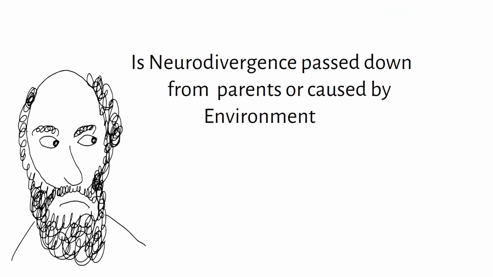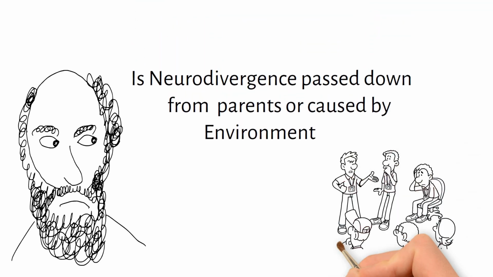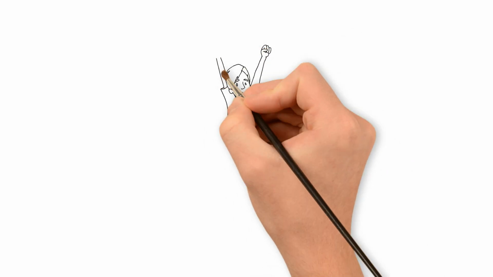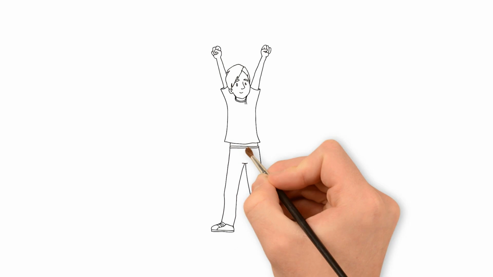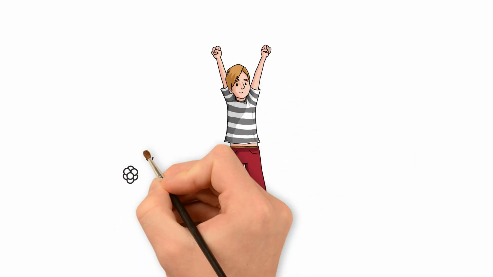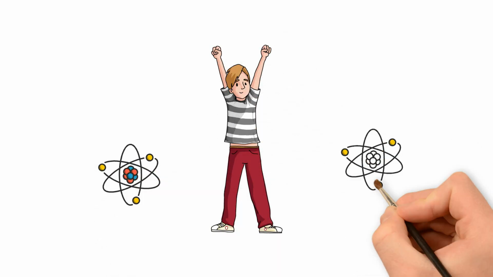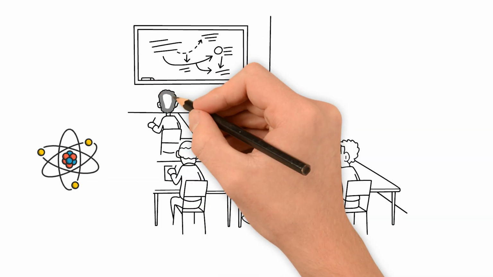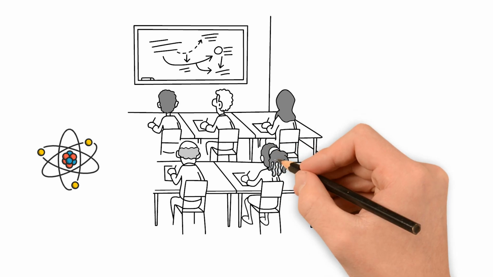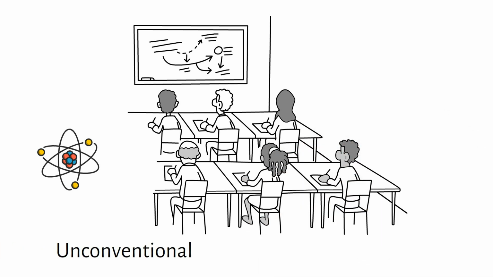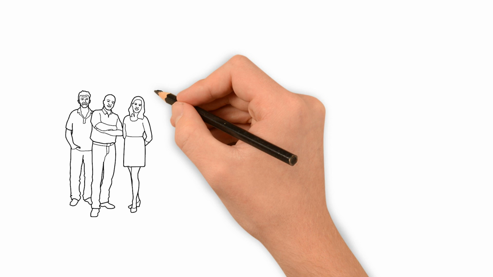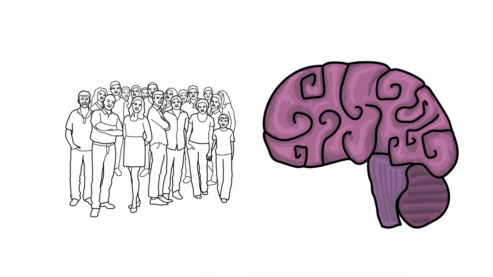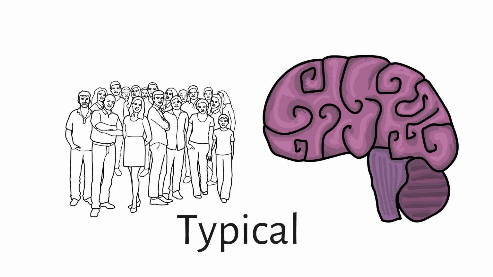Is neurodivergence passed down from parents or caused by environment? Now imagine a child who's brilliantly creative. Their mind is firing on all cylinders with ideas and insights that leave adults in total awe. Despite this, they struggle to focus in school, experience sensory overload, or communicate in ways that seem unconventional. This is the reality for many neurodivergent individuals, those whose brains function differently from what is considered typical.